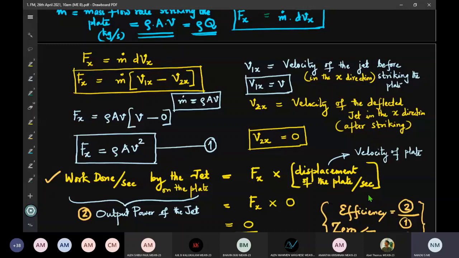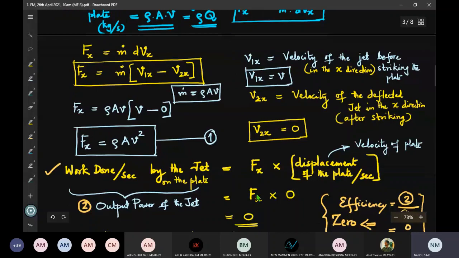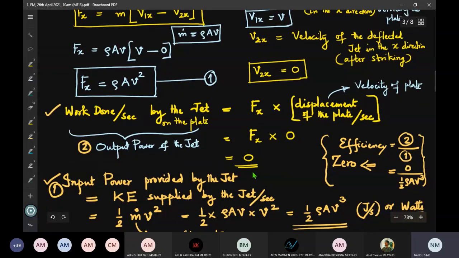Work done is a scalar quantity. Force multiplied by displacement per second in the direction of the force. It is a dot product of force and the displacement vector. So Fx into displacement of the plate in the x direction per second. What is displacement of the plate per second? Velocity. Here the velocity of the plate is 0. So Fx into 0, there is no work done. Just for the academic importance, I have written here that work done per second by the jet on the plate is 0.